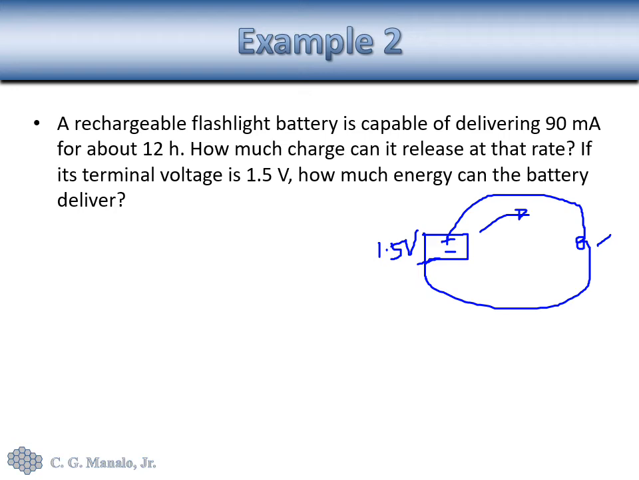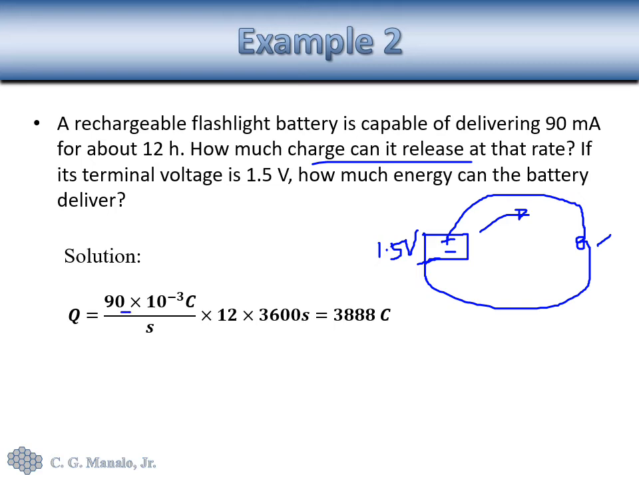So the first question is how much charge can it release? Since amps is simply the amount of charge per second, to answer the first question, all we need to do is multiply the current with the number of seconds. So that will give us this answer for the total charge that can be released.